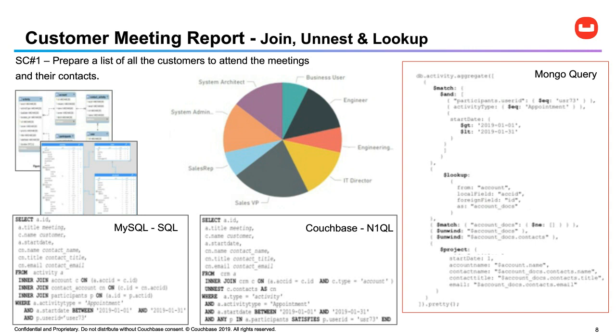On the right is the Couchbase NoSQL, and as you can see, it's very similar to that. You'll notice that instead of doing 3 joins, it's only doing 1 join, to get the account information. And then what it does is a special unnest, because the contact information is actually an array in the account document.